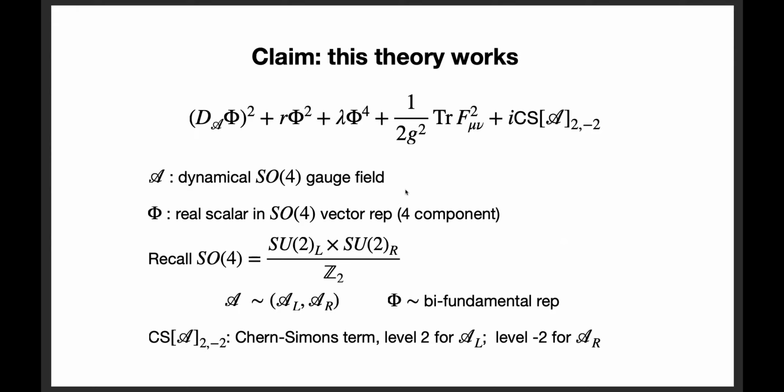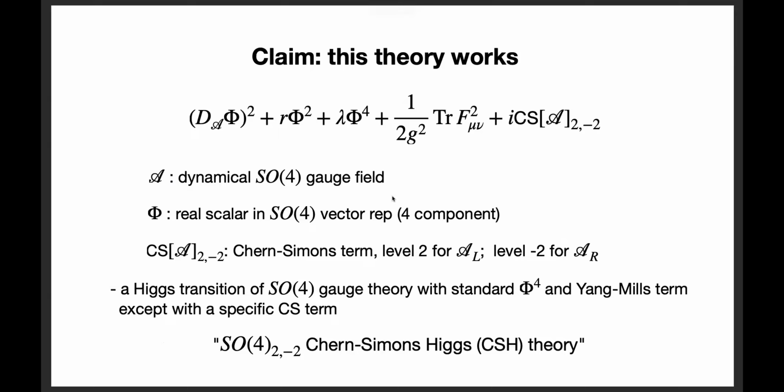Any questions about this field theory? Okay, so the upshot is this field theory describes the Higgs transition of the SO(4) gauge theory with the standard phi-fourth term and Yang-Mills term, except now I add a specific Chern-Simons term. From now on I will call this the SO(4) 2, -2 Chern-Simons Higgs theory. This indeed describes a Chern-Simons Higgs transition.